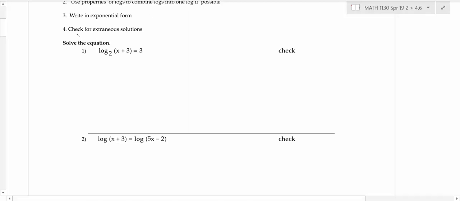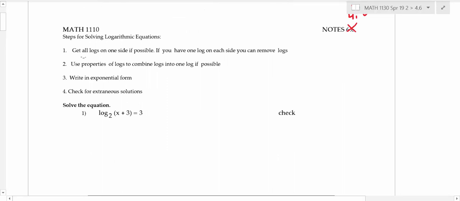To begin with, when you're solving a log equation, you generally want to go through this strategy. You want to get all the logs on one side of the equation if you can, which is the way this one is. And then a lot of times you're going to use the properties of logs that we talked about in the last class to try to write it as one log if possible. Then the typical thing, ultimately, is to write this in exponential form. Every situation is a little different. Once you write it in exponential form, then you can solve the equation.